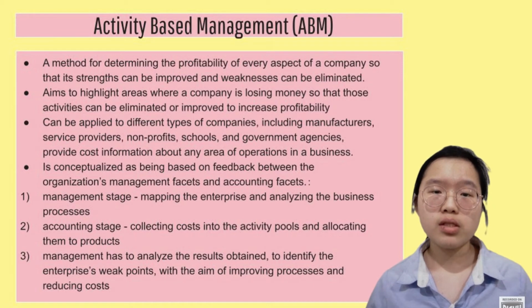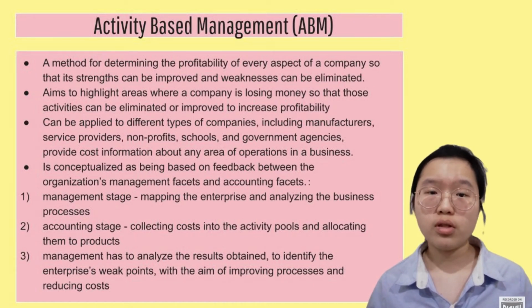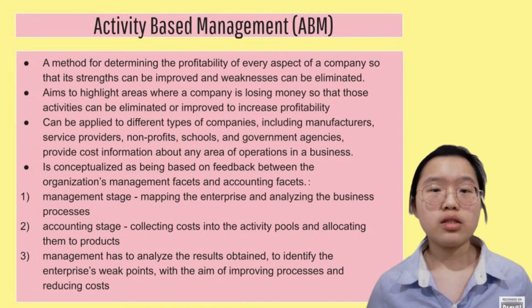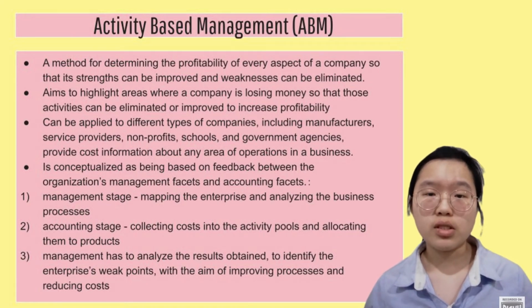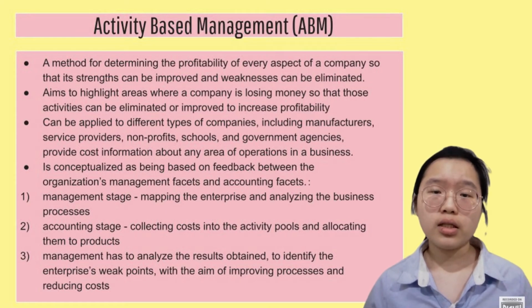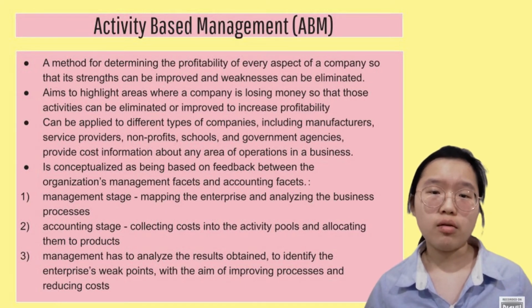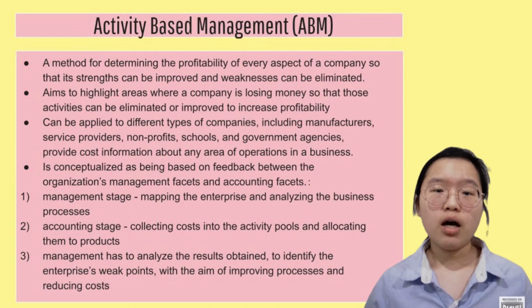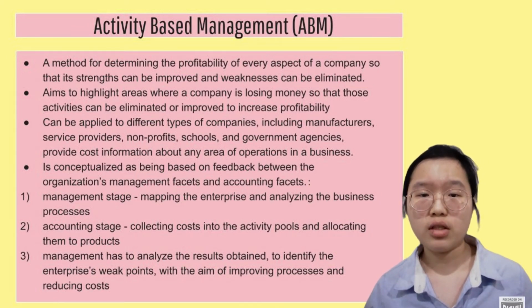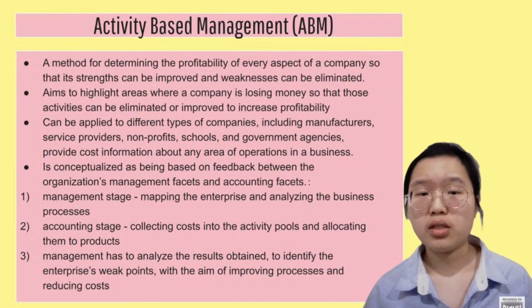The ABM system is conceptualized as being based on feedback between the organization's management phases and accounting phases. The first is the management stage of mapping the enterprise and analyzing the business process. Then comes the accounting stage of collecting costs into the activity pools and allocating them to products. However, the allocation process is not to be viewed as a final objective, but rather an intermediate one.